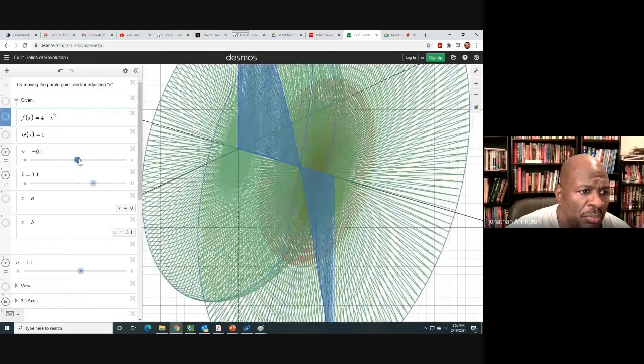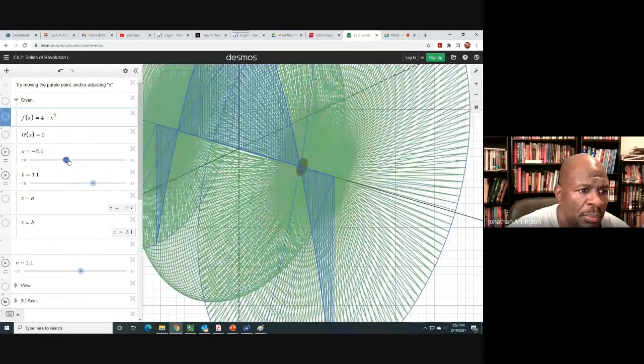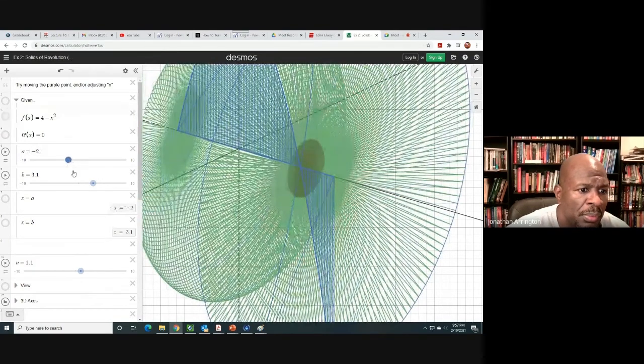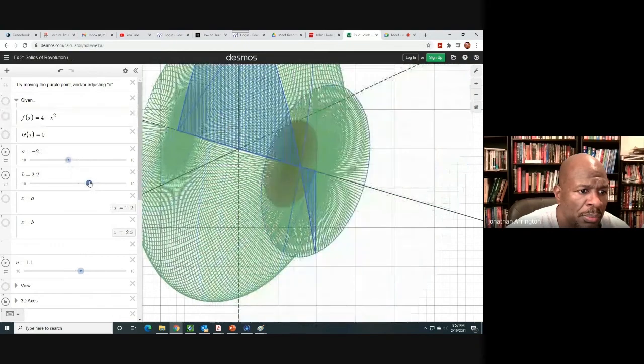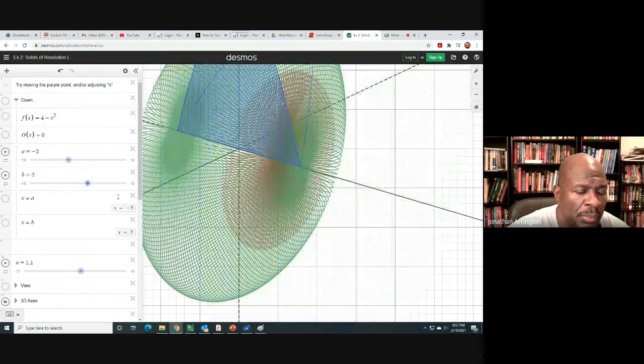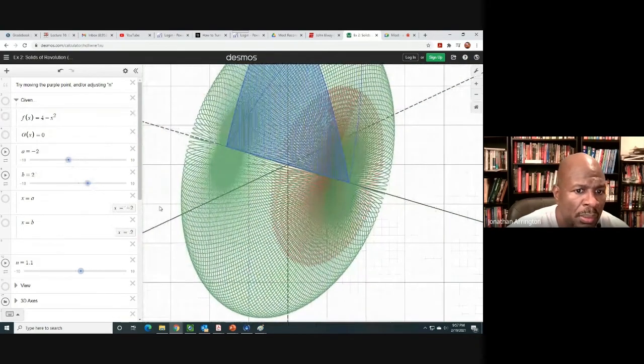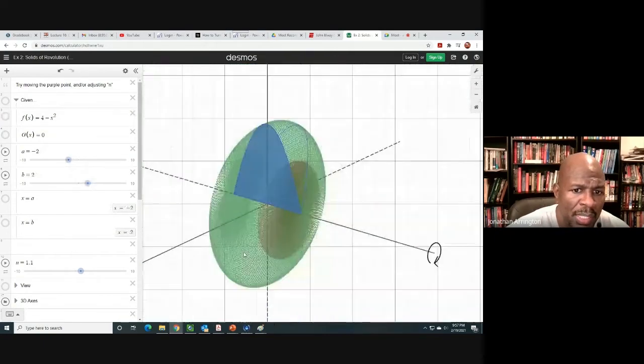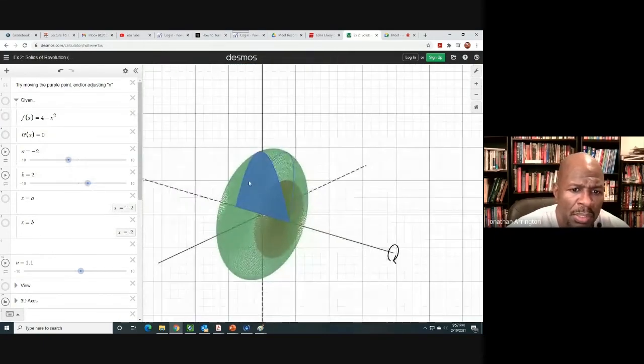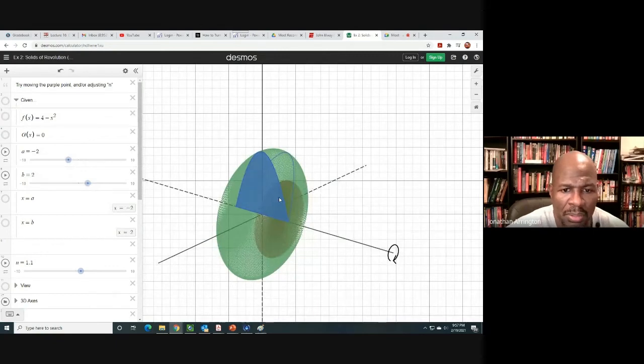And this one we're going from -2 to 2. And that's kind of how that shape looks. So this is the base cross section, if you will. So that's kind of how it looks. A beautiful looking figure. So let's go ahead and figure out its volume.